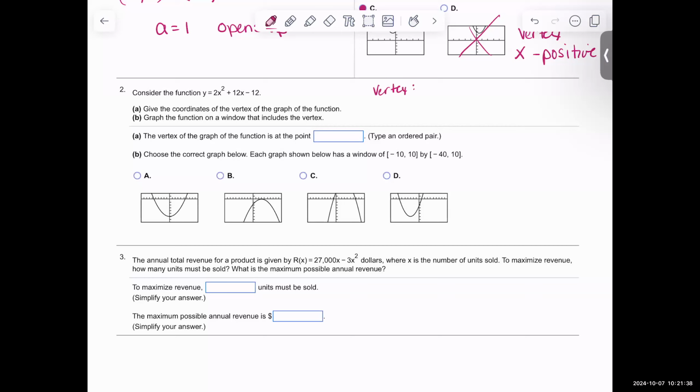All right, so the x coordinate of the vertex can be found by using the formula -b over 2a. So b is the number in front of the x, so b is 12. And a is the number in front of the x², so a is 2. So let's plug that in. And so the x coordinate is going to be negative. So we have -12 over 2 times 2.